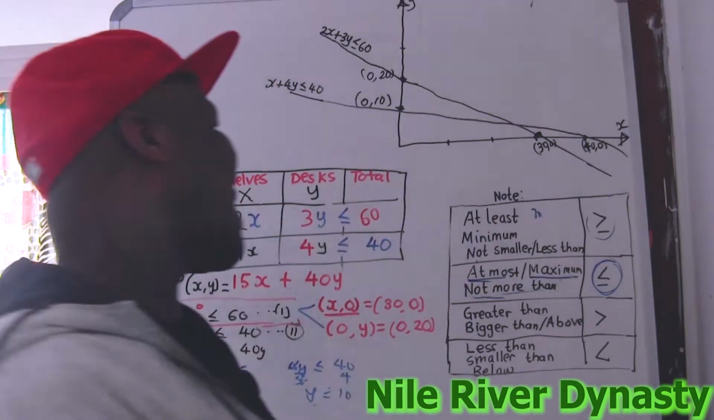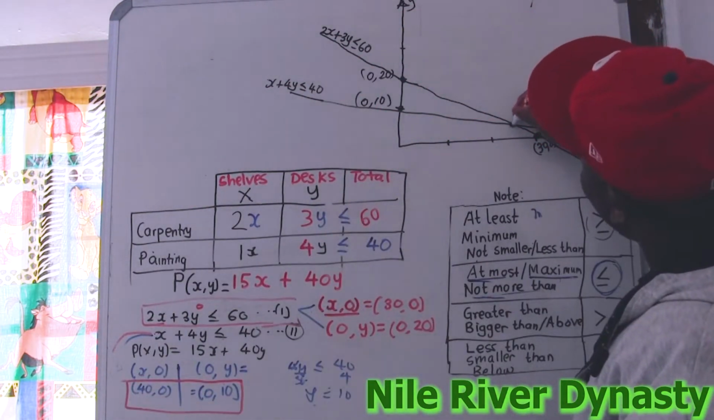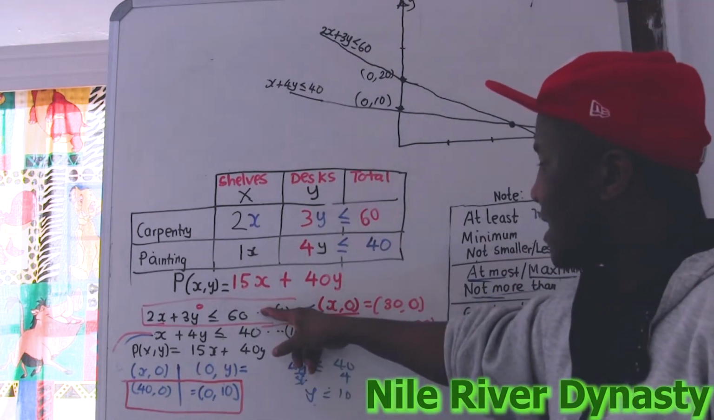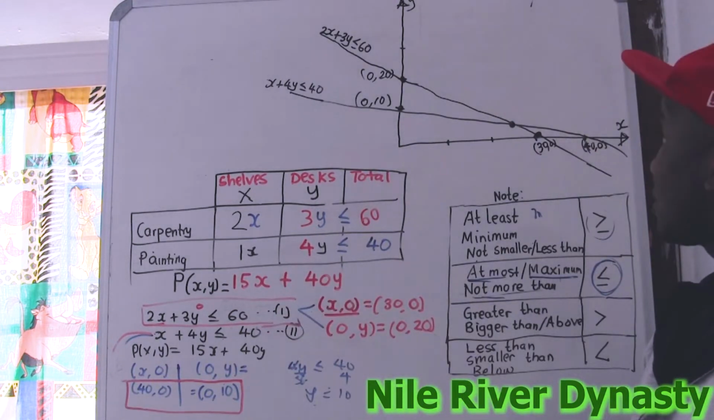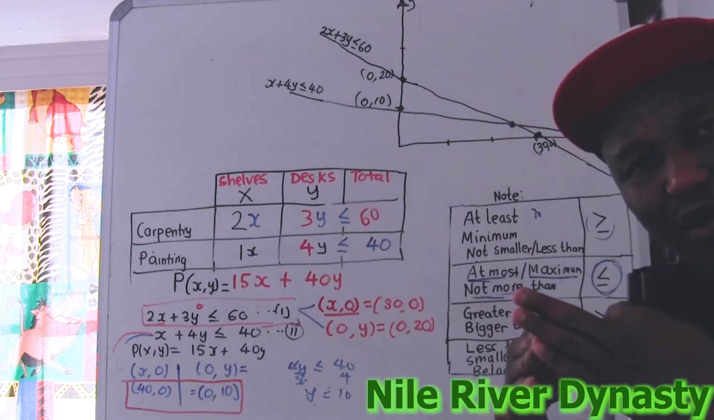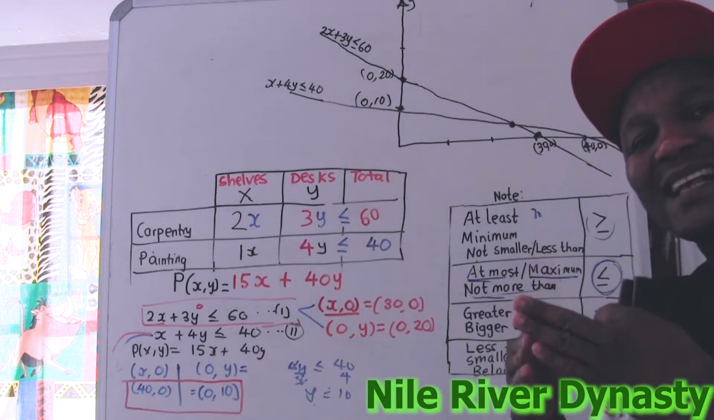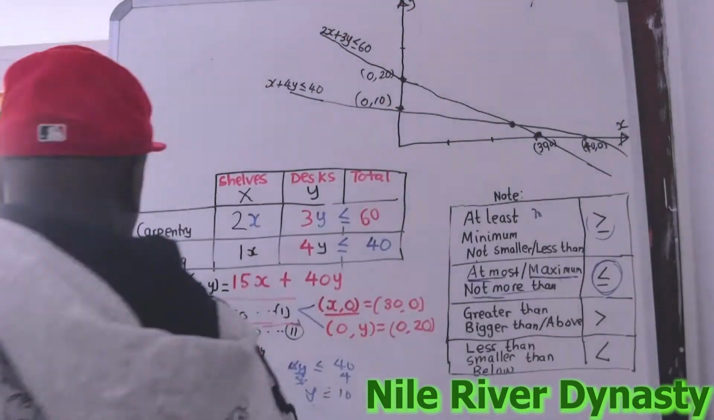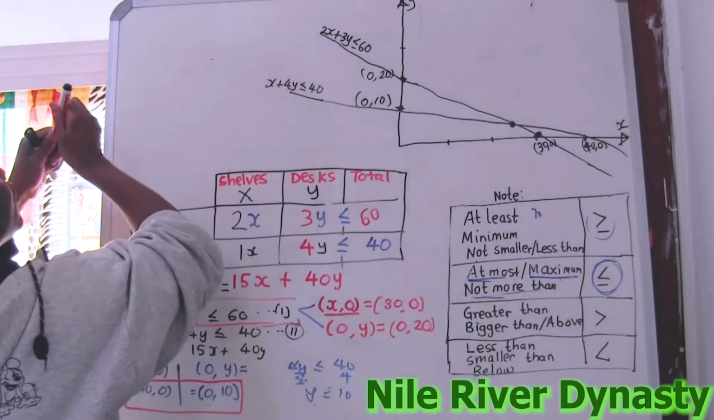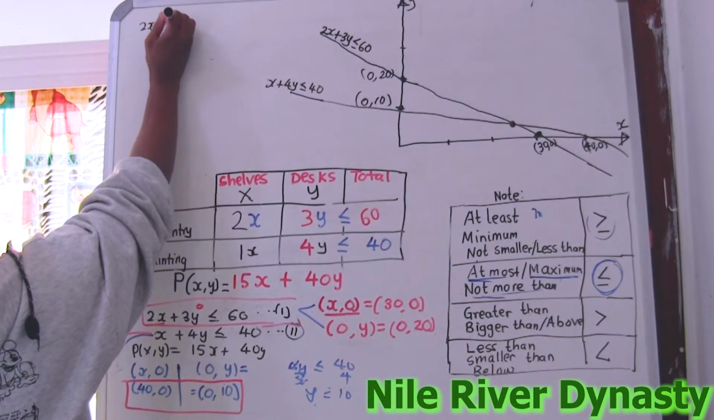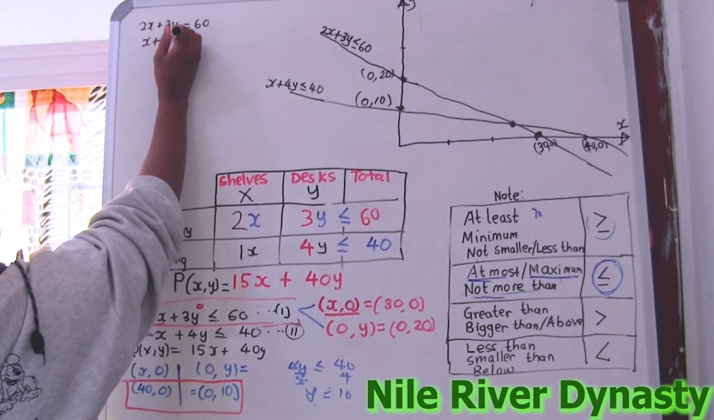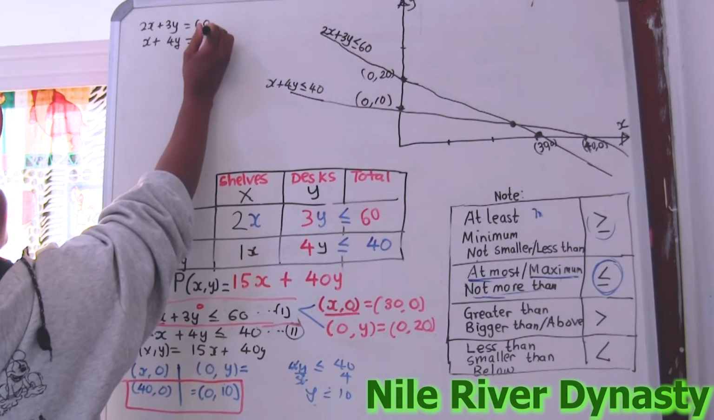So I have drawn it. What I need is the intersection where these two lines intersect. Two lines intersecting means you have to solve this and this simultaneously. You know what I'm saying? Solve these two lines, because they intersect. Whenever two lines intersect, you have to find the intersection. There are a lot of ways you can do that. So how am I going to do that? Okay, let me take these two: 2x plus 3y equal to 60. Don't worry about the inequality, just say equal. And the second one is x plus 4y equal to 40.